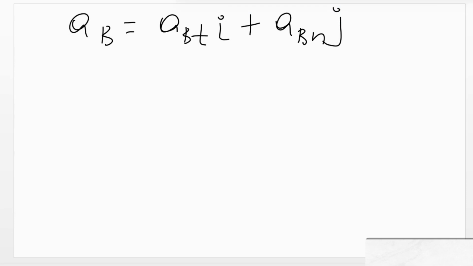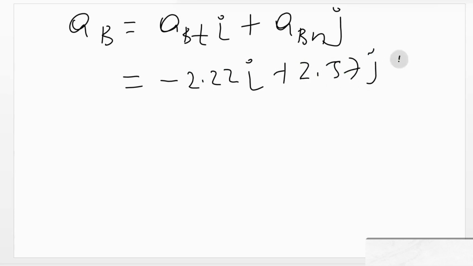Acceleration at point B equals the tangential acceleration along the i direction plus the normal acceleration at B along the j direction. This one is negative: minus 2.22 along the i direction plus 2.57 along the j direction, in meters per second squared. So what do we do with this?